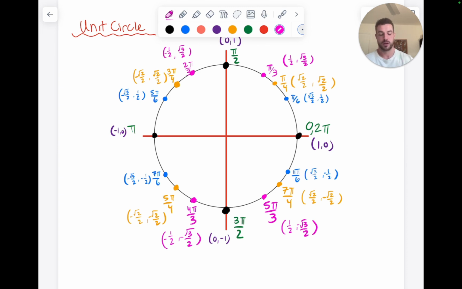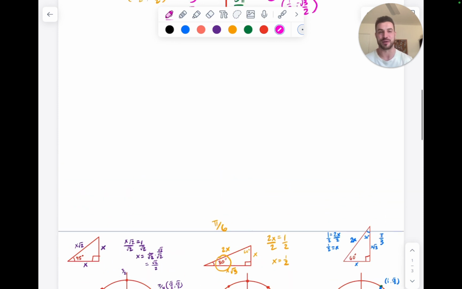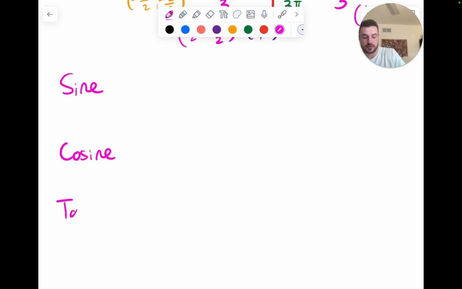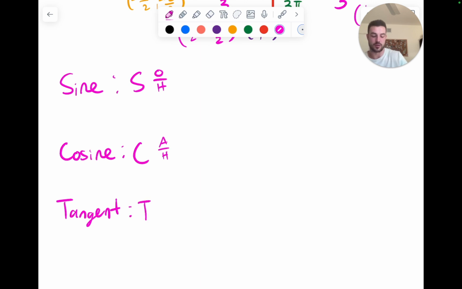Now, we got one more thing we got to talk about here. And that is introducing our trig values. So we have sine, cosine, and tangent. Many of us from our geometry course remember that sine is going to be the opposite over hypotenuse. Cosine is going to be the adjacent over our hypotenuse. And then tangent is going to be our opposite over adjacent.